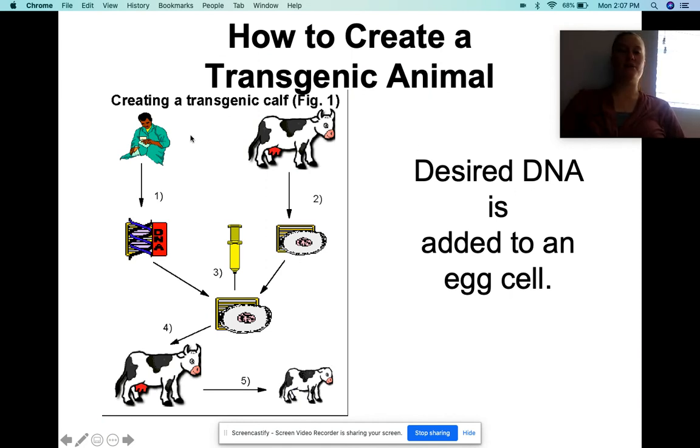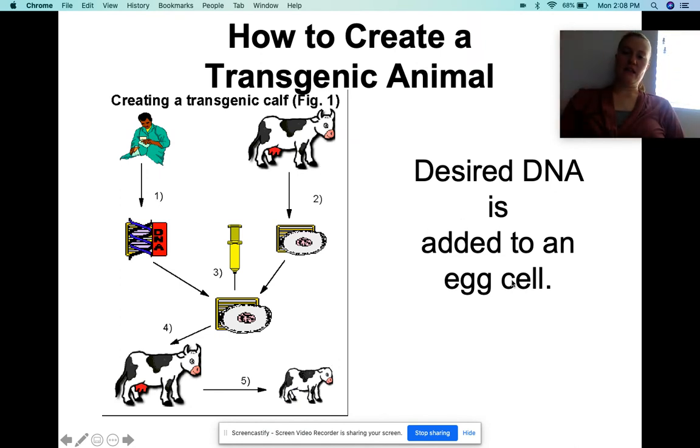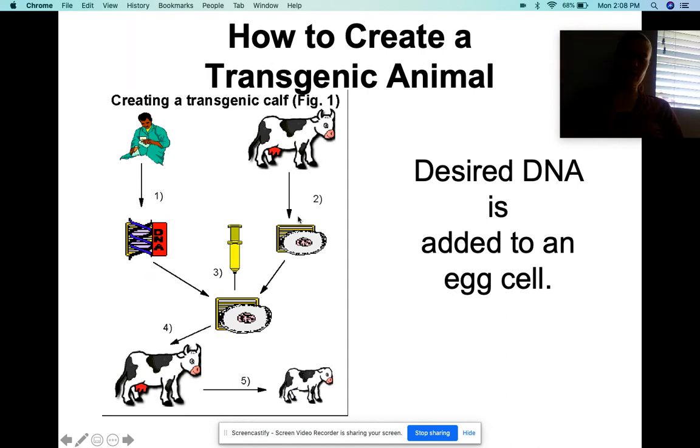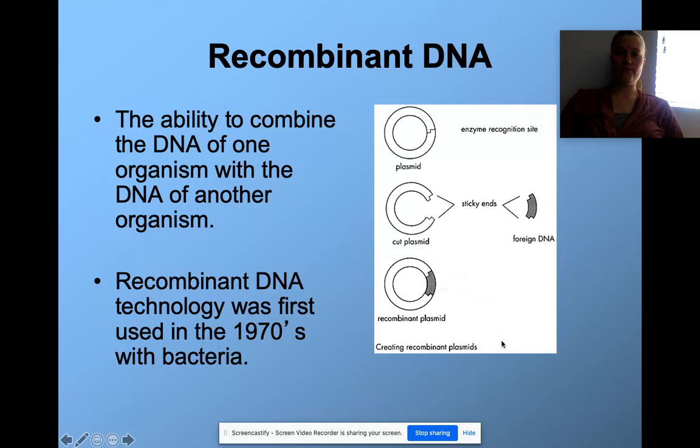And then how do you create a transgenic animal? So here's a diagram again. You pick the desired DNA and it's added to the egg cell. So here's the scientist with the DNA. Here's the cow. You add it to the egg cell. You insert it into the cow, and then they have it in the offspring.